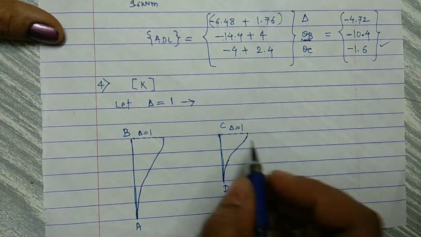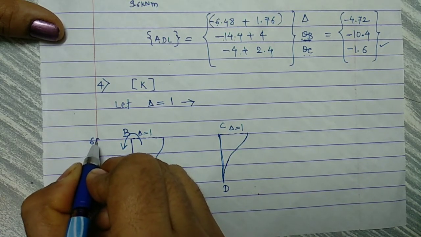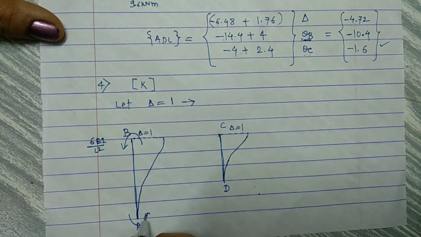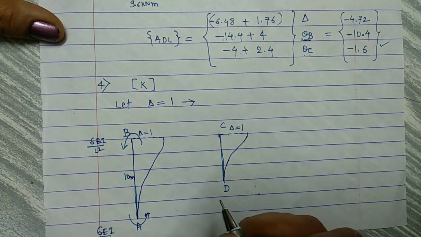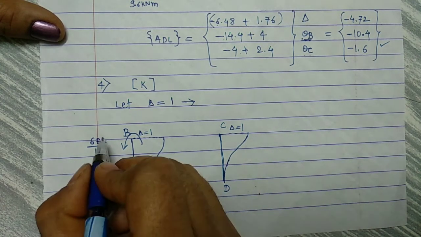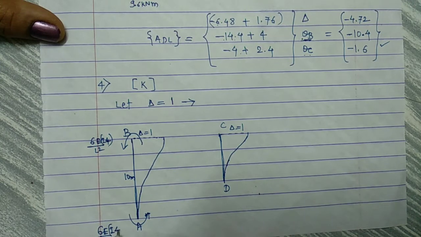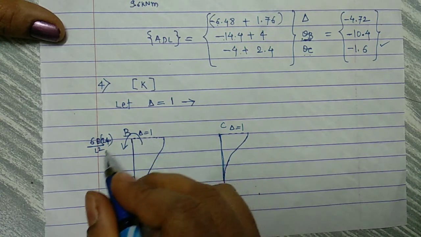Now draw the corresponding moment here. This moment is 6EI upon L square. The same moment will appear here, 6EI upon L square. The total length of this member is 10 meters, and the inertia is given as 4I. So each value you have to multiply by 4, because the inertia is given as 4I. These are the moments that will generate here.